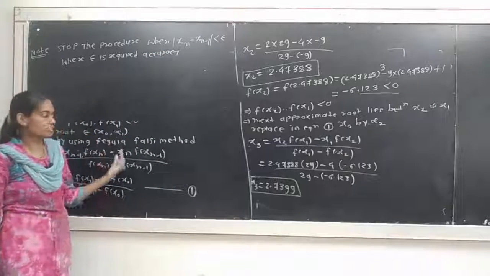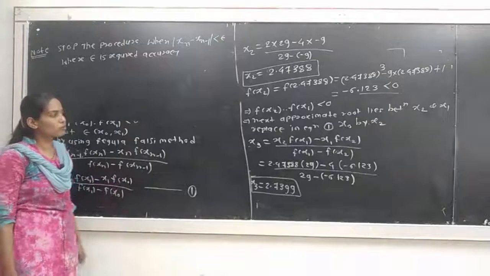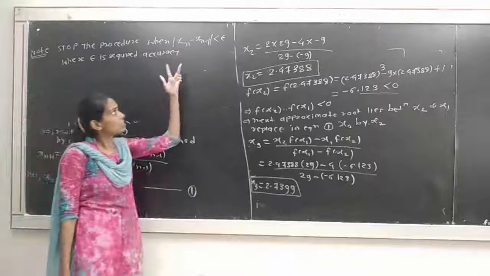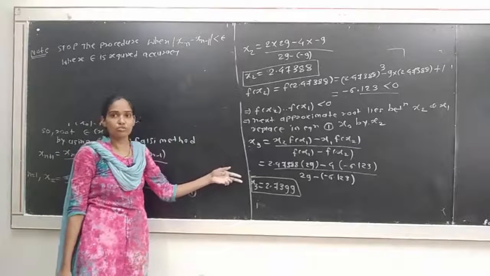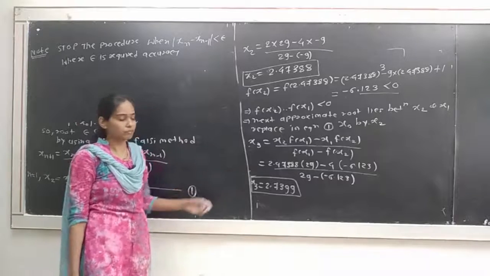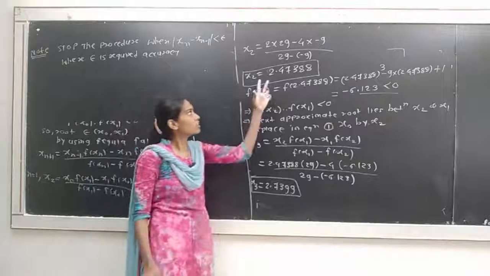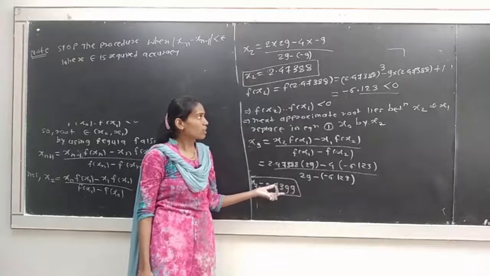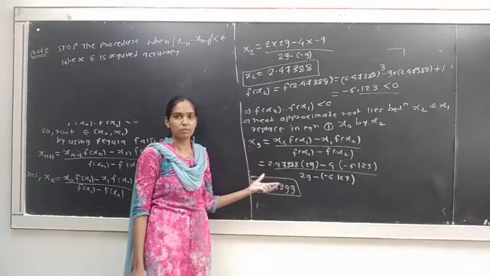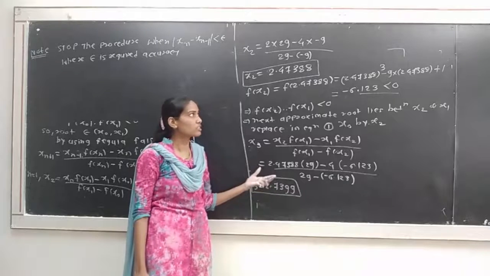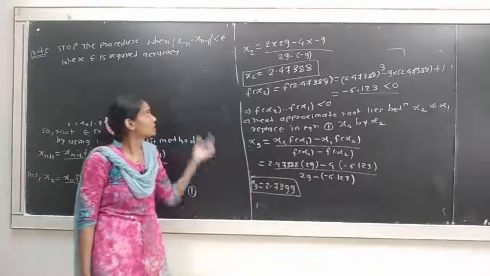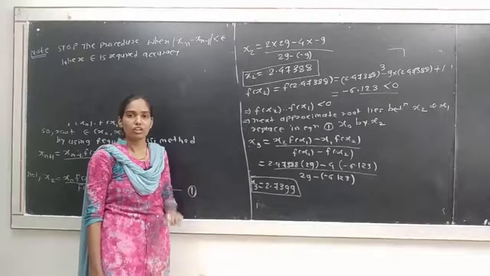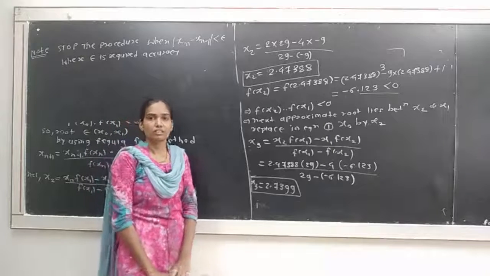That is, we have to stop the procedure of finding the approximate roots if the difference between two successive roots is negligible. That is, after the decimal point, the 3 or 4 decimal places will be the same. Then we stop the procedure. Okay. Thank you.